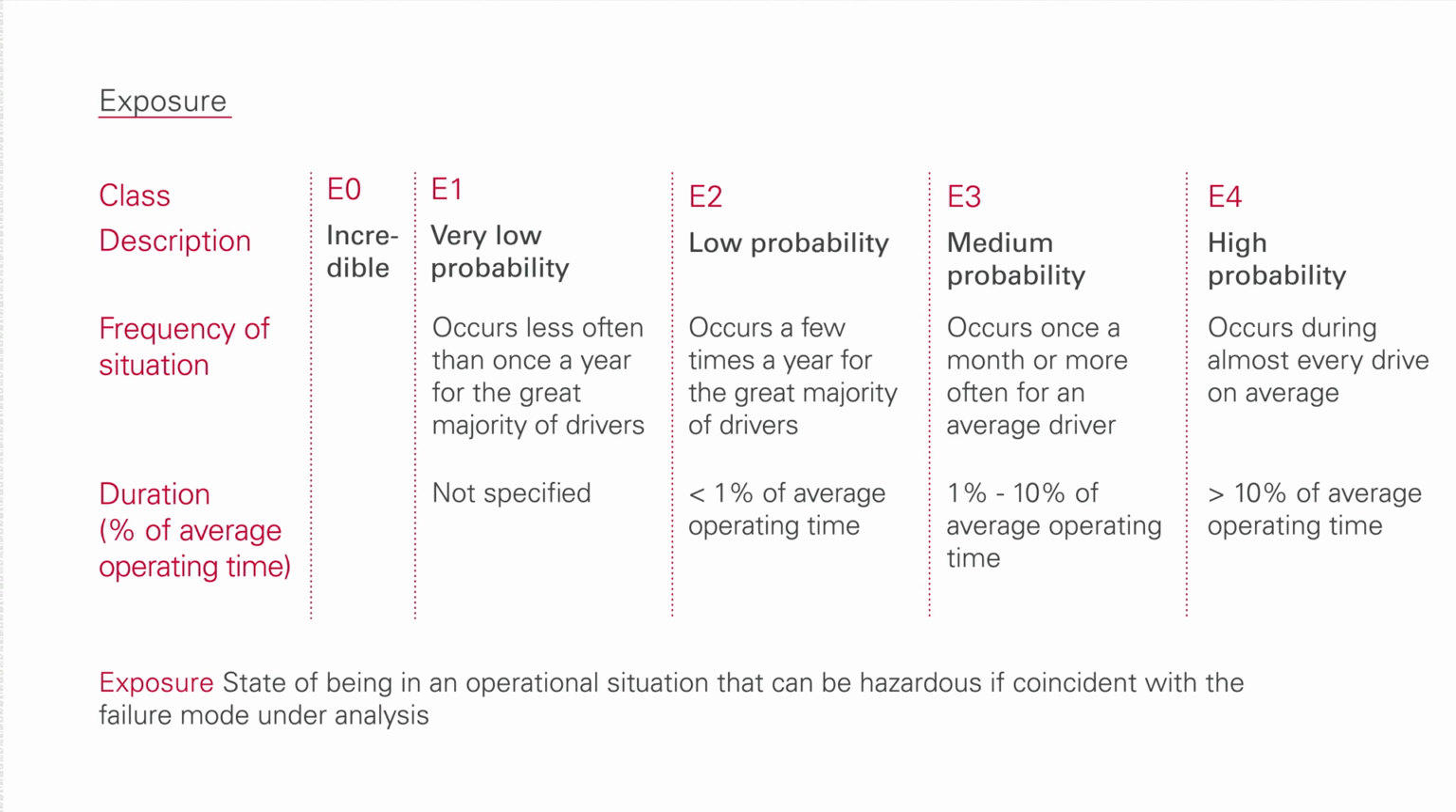If the element that may fail is a control unit and it's in permanent use, you don't take the vehicle operation time as a basis for estimating percentages. It's important to understand that exposure is not about estimating the frequency with which a fault can occur. It's about estimating how likely you are to encounter a situation in which an error may have an impact.